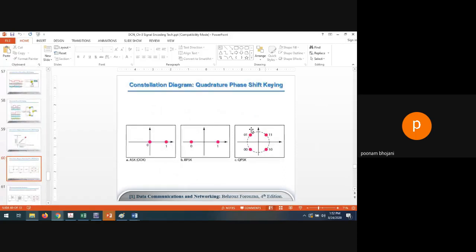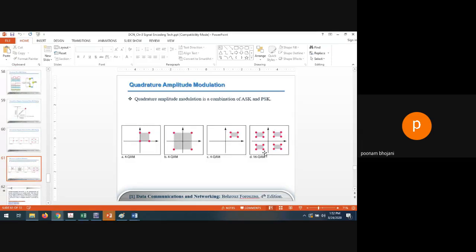Yeah. So these are the constellation diagrams, everyone. ASK, BPSK, QPSK, and even more are given. 4QAM, 16QAM. So you can draw the constellation diagram. If you understand this, then you can easily draw the constellation diagram that is given in task 3.